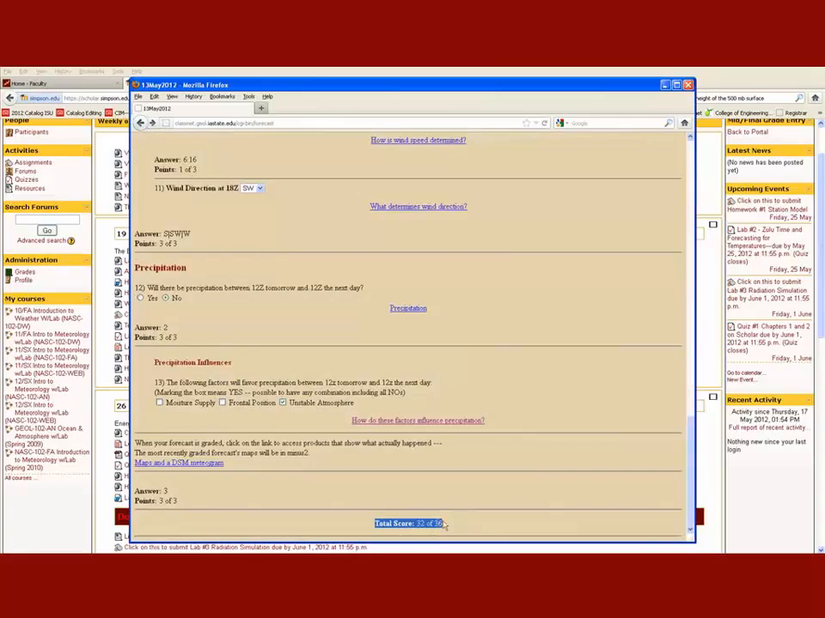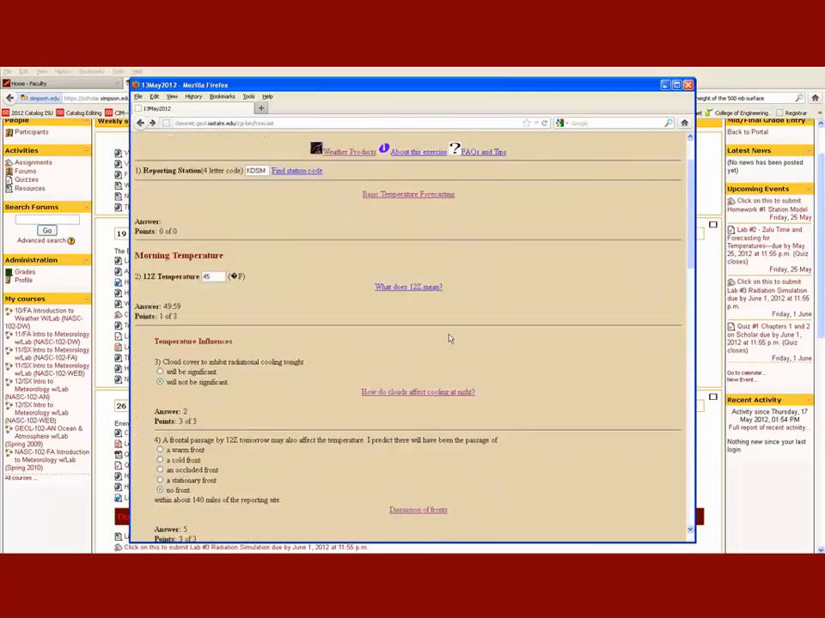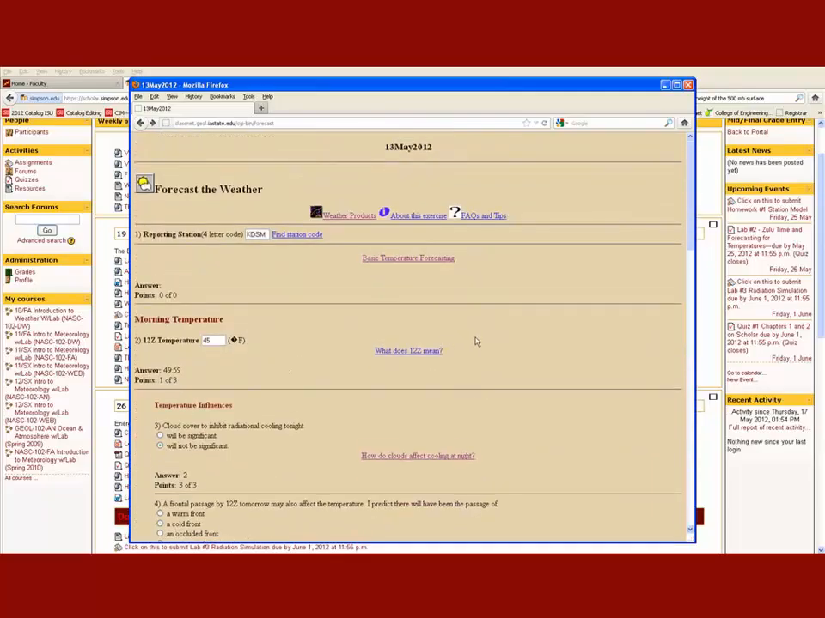So I got a 32 out of 36. Let's look at all the questions. The thing about this, there are 12 questions, and they're worth 3 points apiece. And even if you get the question incorrect, you're still going to get a point. So even if you miss all 12 questions, you're still going to earn a 12 out of 36. So let's take a look at this.